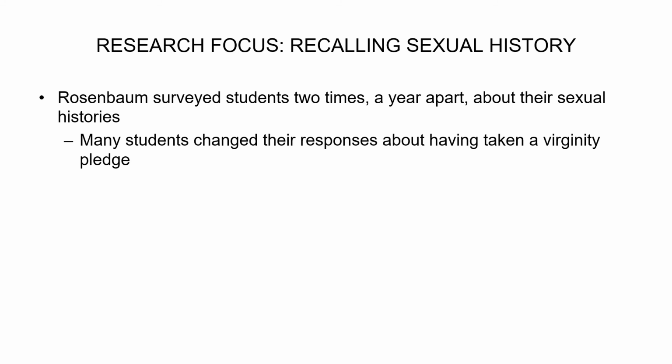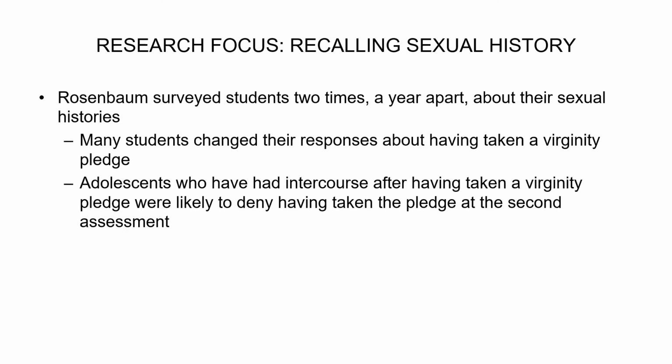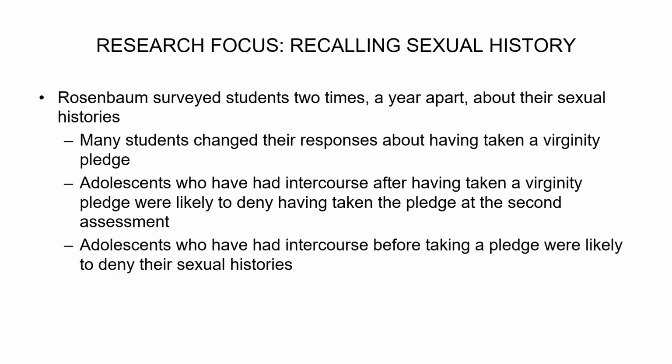They changed from the first reporting of it to the next. So adolescents who'd had intercourse after taking a virginity pledge were much more likely to deny ever having taken the pledge in the first place. Even if in the first assessment they said they'd taken the pledge, by the second assessment they said they never took the pledge. And adolescents who had intercourse before taking a pledge were likely to deny sexual histories.